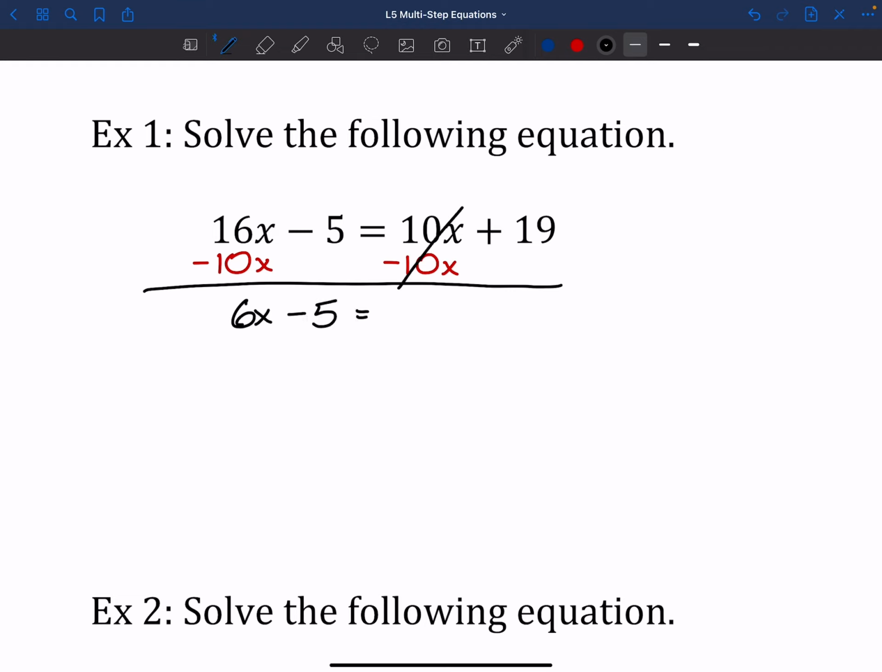Okay, after that, what we got to do is we need to move that negative 5 away from where the variables are, right? We want all our constants on the other side. So what I'm going to do is I'm going to add 5.